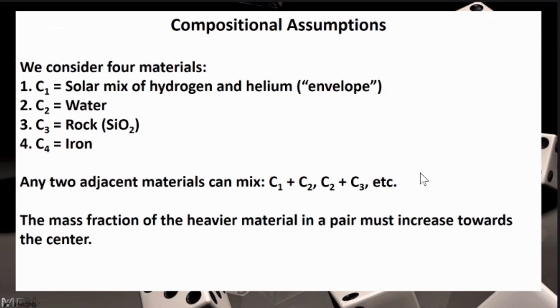So we limit ourselves to 2. There are ways of dealing with more than two things mixing. We haven't done that yet. Okay, and the rule is that the heavier material can only increase as you go toward the center of the planet. You can't, for example, go inward and all of a sudden have less water and more envelope than you had outside. So that's a limitation that I think is reasonable, physically speaking.